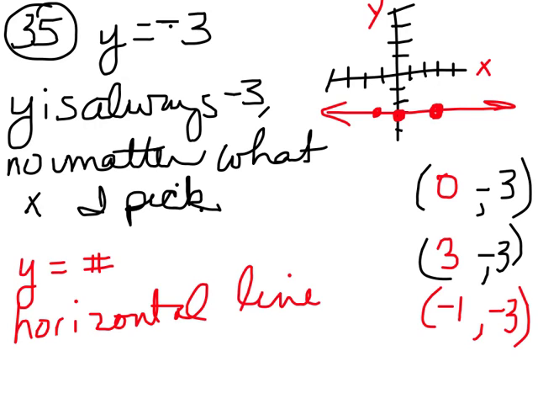So it doesn't matter what x I pick, y is always -3. Okay? If you can keep that straight, you'll never have a problem graphing that function. So try to think of it that way. It's one of those things that you're probably going to find you struggle with later on, but maybe if you think of it this way, it will help.